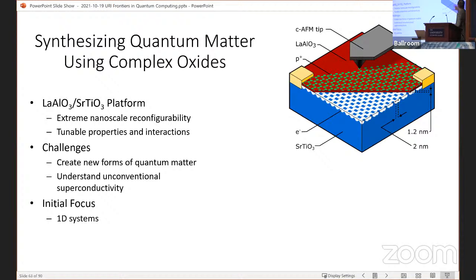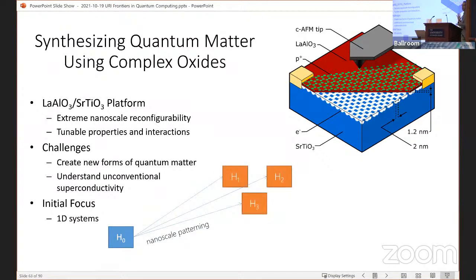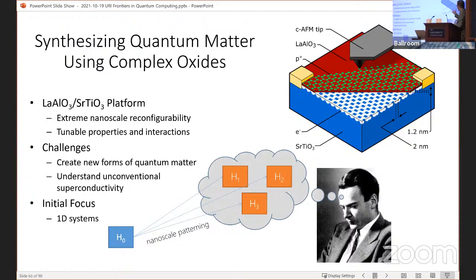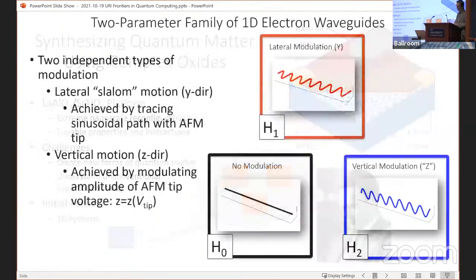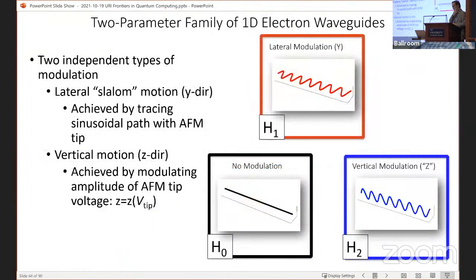But also, as I will point out, this atomic force microscope is somewhat limited in its ability to create really large scale structures. But the idea is the same. You start with some base system and then you can perturb it, right? So we have a platform, we're starting with some initial Hamiltonian, and then we're going to modify it in some way. We can create different Hamiltonians from this starting point. And I think of this as maybe along the lines of what Feynman had in mind.